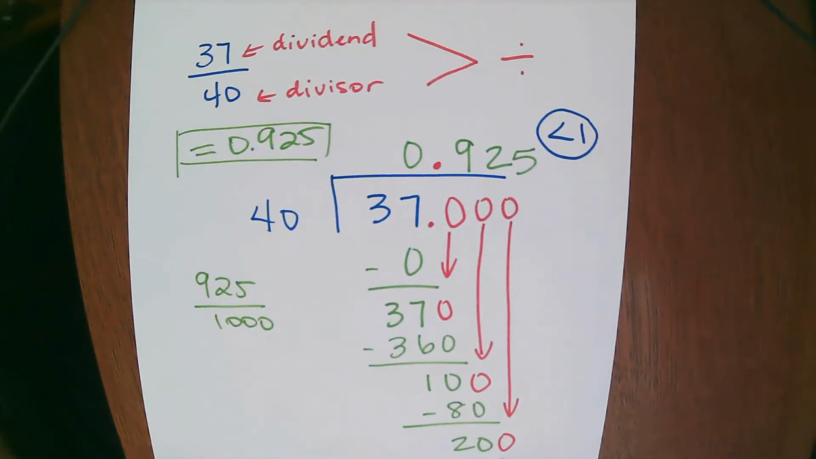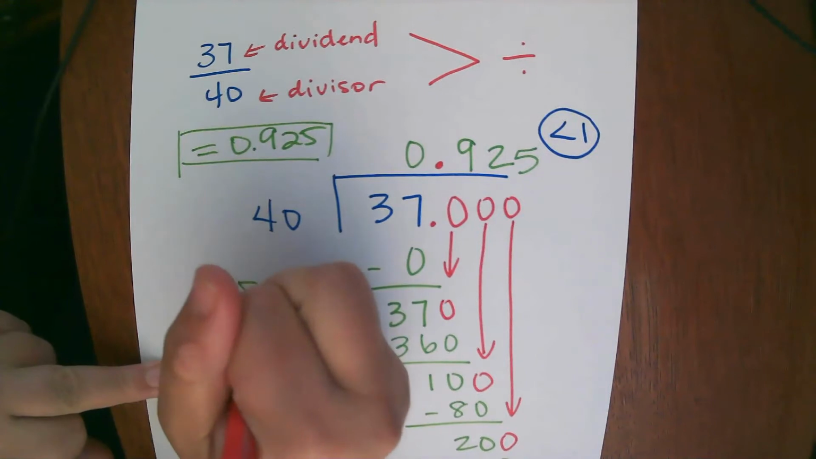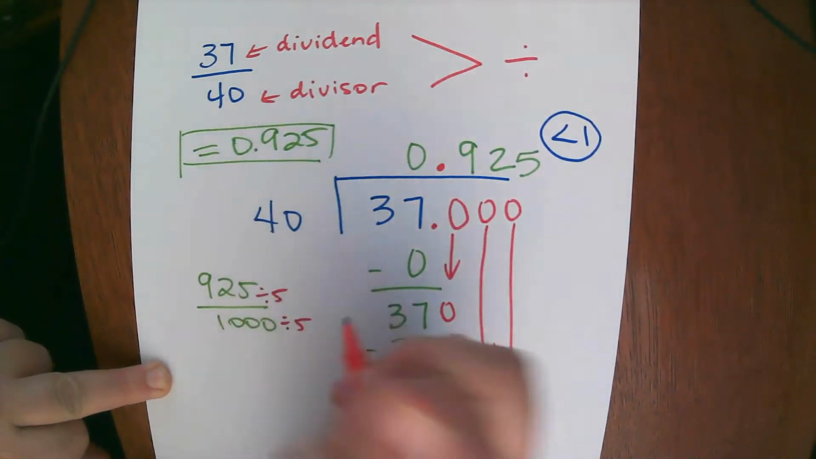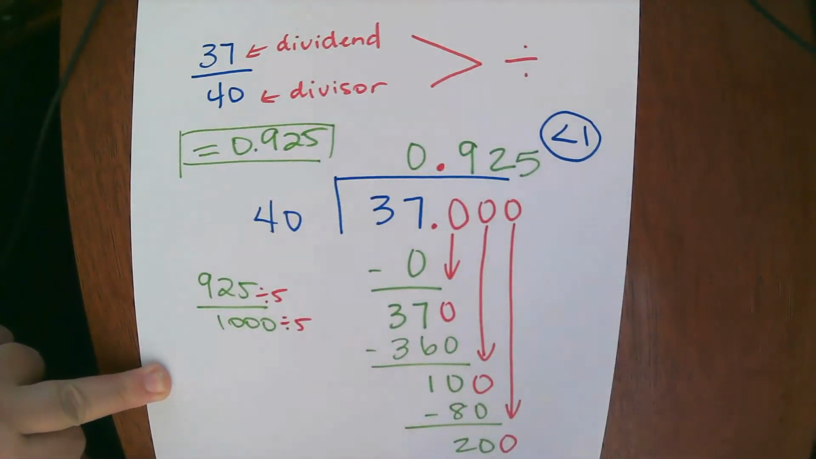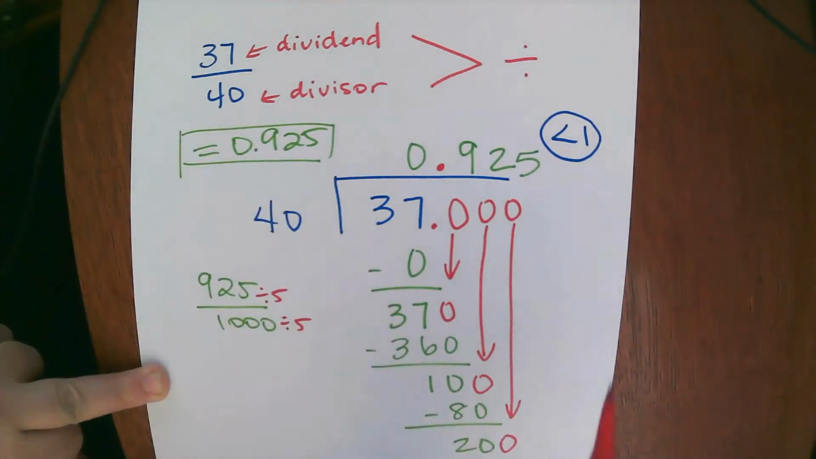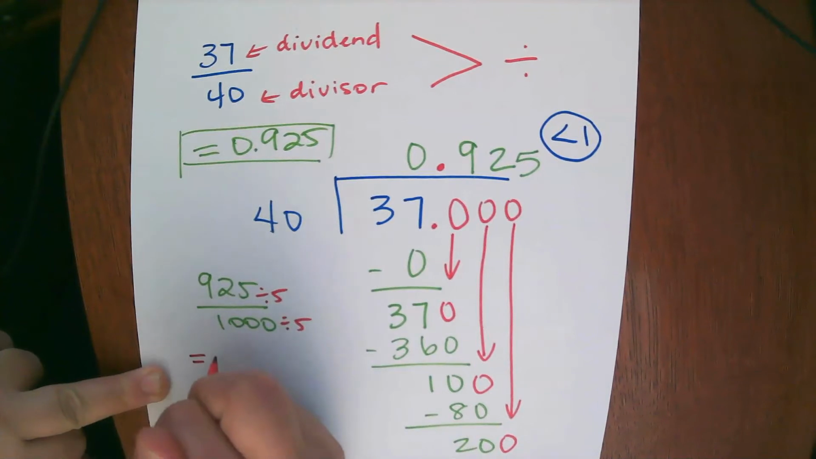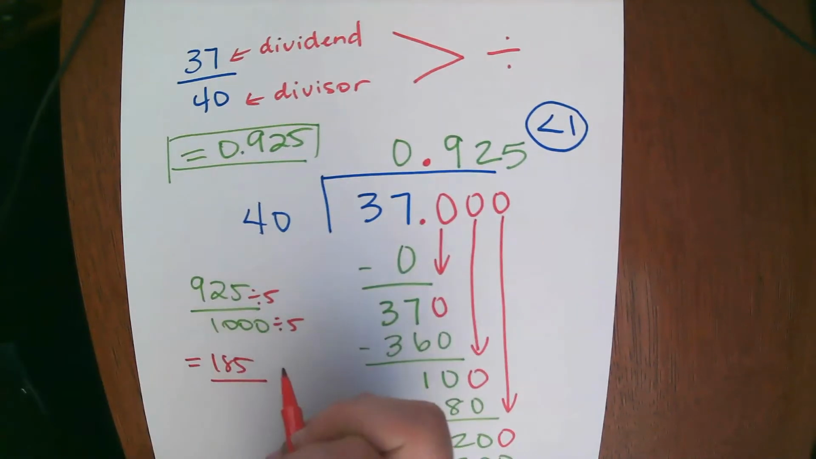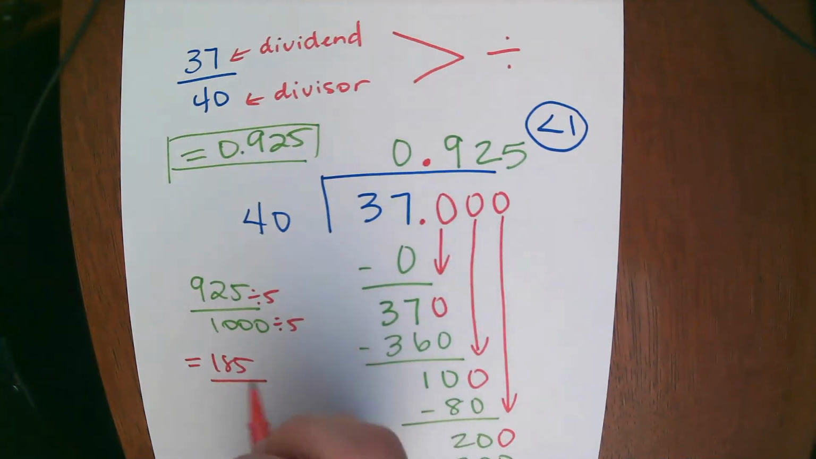Okay, so let's do it really quick. I'm going to take both of them down by 5. So 925 divided by 5 is 185. So if I divide this by 5, and you don't have to do it, I'm just showing you that when we convert this back to a fraction, it goes back to this. I'm just kind of giving you an example here.